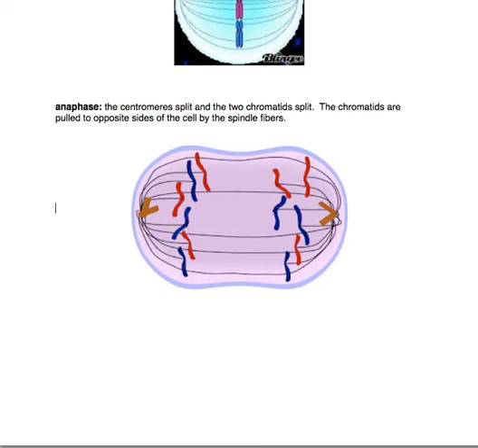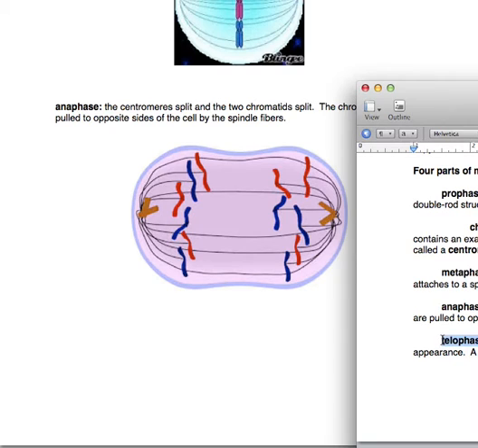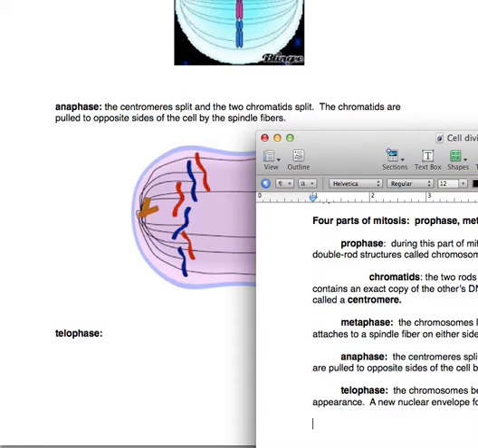Next, we have telophase. Telophase is the last part of mitosis, and then we're going to move on to something else. Telophase is the chromosomes begin to stretch out. Remember, they're in these rod-like structures right now, but they want to go back to their state of being like chromatin, like the uncondensed version. So the chromosomes begin to stretch out, they lose their rod-like appearance, and then a nuclear envelope forms around each region of the chromosomes.